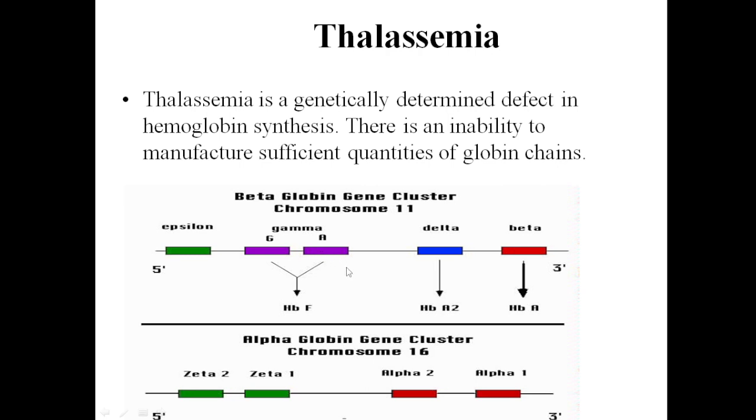Synthesis of 2 alpha chains and 2 beta chains of globins. For alpha chains, we have 2 genes, and 1 copy for beta chains, but synthesis must be at the same concentrations. Now you can see beta chains are coded by chromosome 11, alpha chains by chromosome 16.